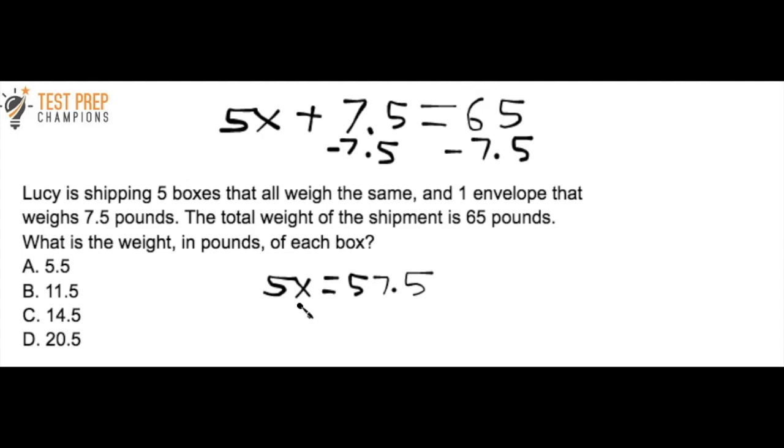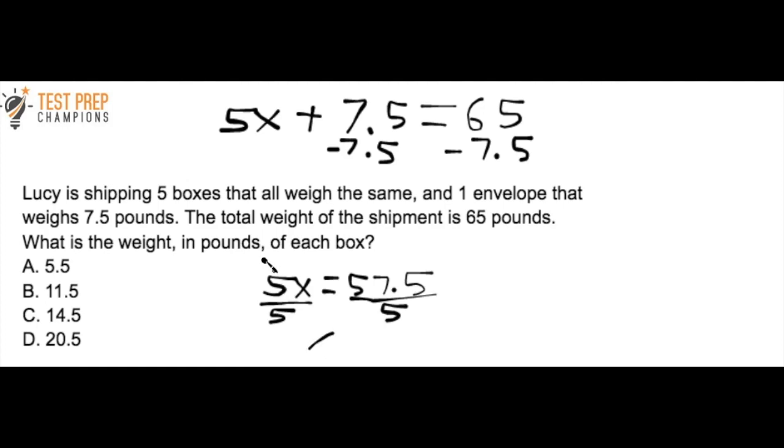So now, again, we're trying to get this x by itself. We want to isolate that variable. And the reason we're doing that is because when we figure out what x is, that's going to tell us the weight in pounds of each box. Since it's 5 times x, how do we get rid of that 5 so we can have the x left by itself? We have to divide, because division is the opposite of multiplication. You could also say it's the reciprocal or the inverse, a bunch of fancy words meaning the same thing. But basically, I'm going to divide by 5 on both sides.